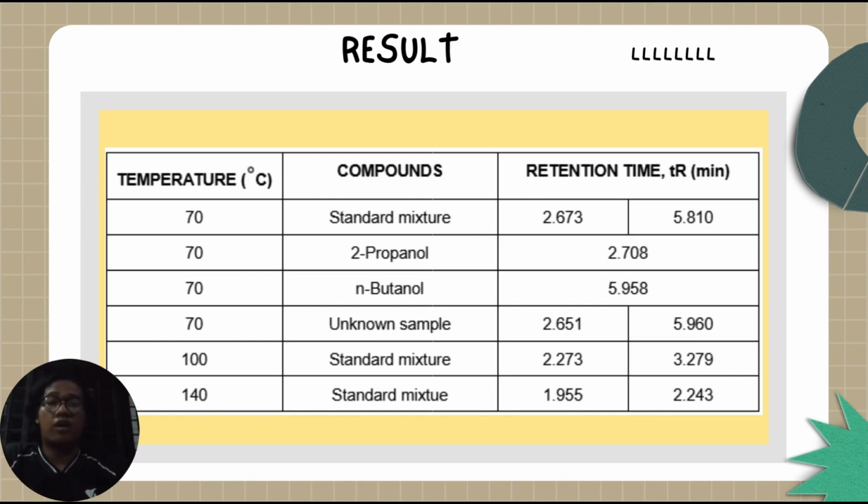Overall, our gas chromatography results successfully identified the unknown sample as a mixture of 2-propanol and N-butanol, while also demonstrating the effect of temperature on chromatographic separation.